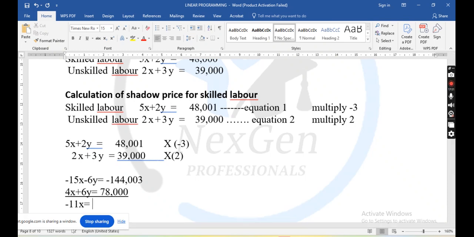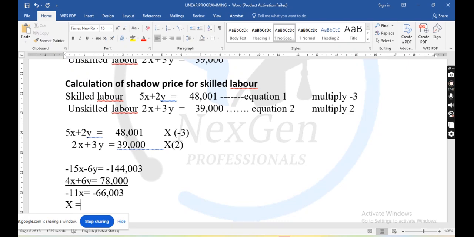Now the next one is minus 44 plus 78. What do you have? That's 66003. Minus 66, right? So minus can cancel minus. What is your x now? That's 6,000.27.